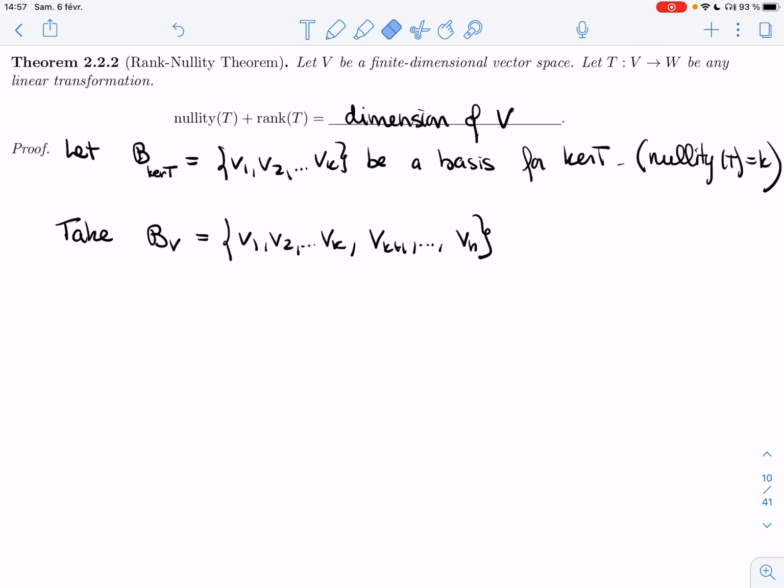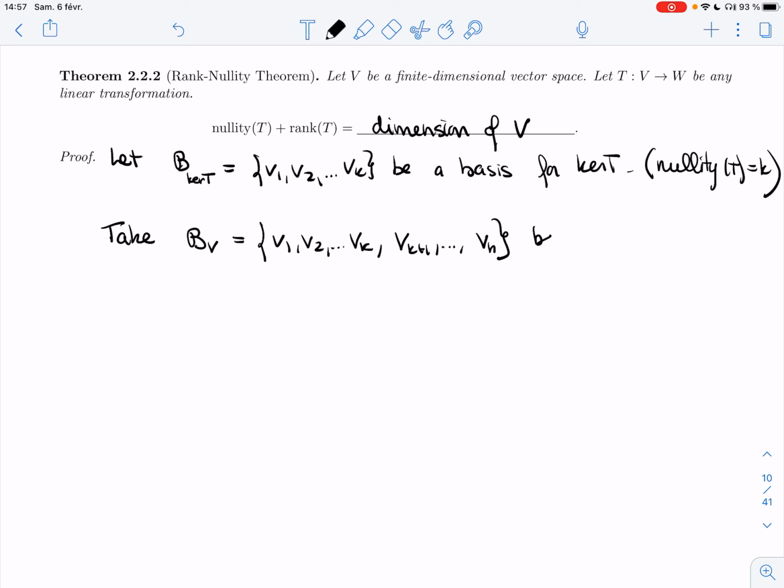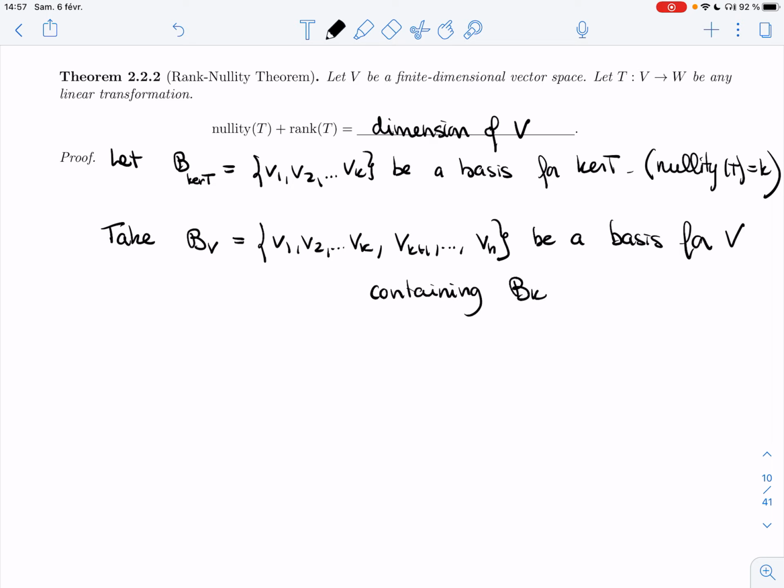So let B of V be a basis for V containing B of the kernel of T. In section 1.5, we learned how to do this, how to build up a basis from a linearly independent set. That's what we're doing here. Notice that I have n elements in this, and so I'm assuming that the dimension of V is n.